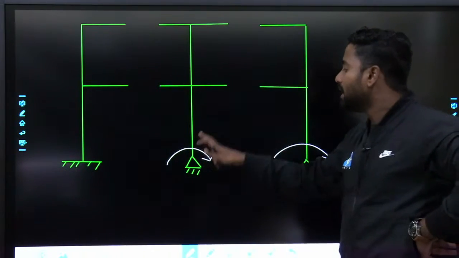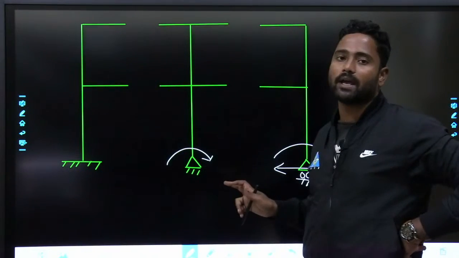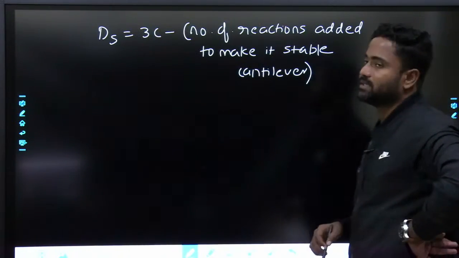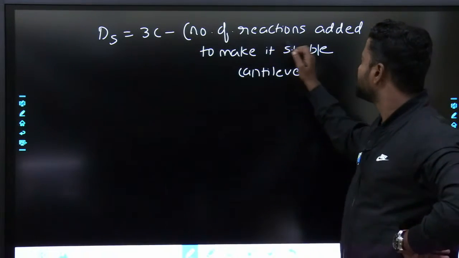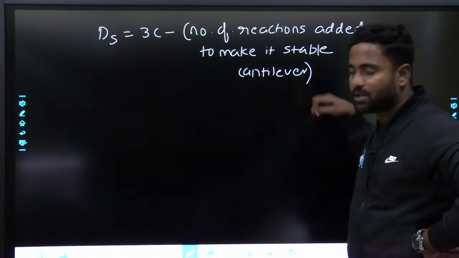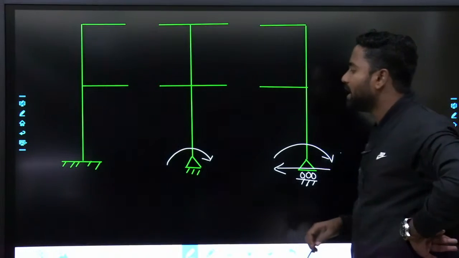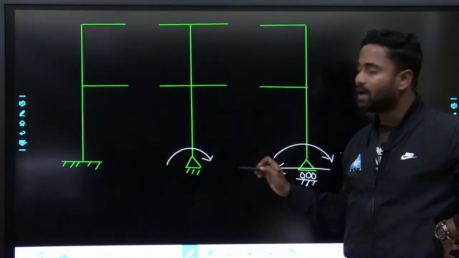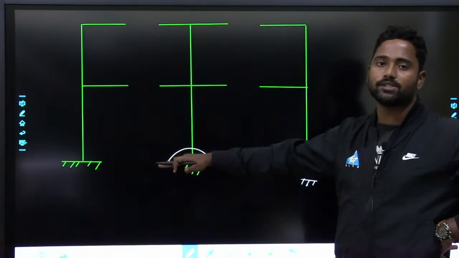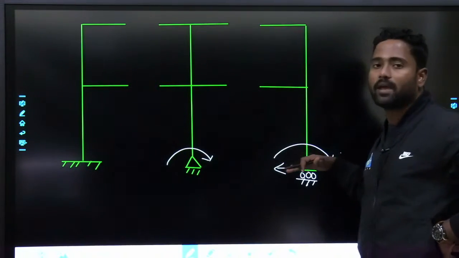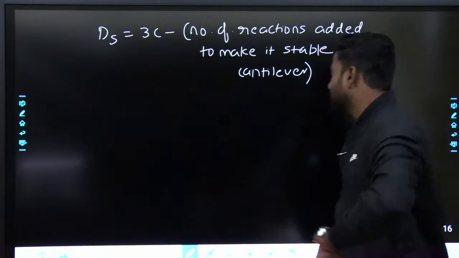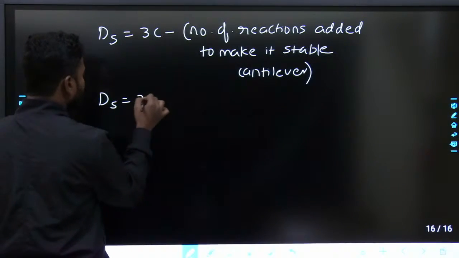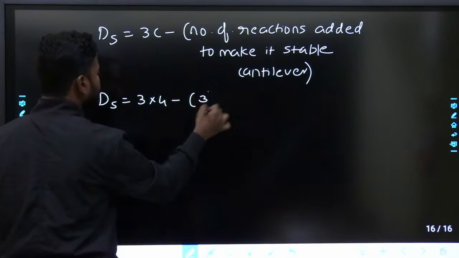Anyway, we are adding these things to make it a stable cantilever. Subtract those things from your number of cuts: 3 times number of cuts minus number of reactions added to make it a stable cantilever. So here how many reactions are added? 1, 2, 3. 3 reactions you are adding. After adding this reaction, this behaves like a stable cantilever. This also will behave like a stable cantilever. So DS would be equal to 3 times C, 3 into 4 minus 3.